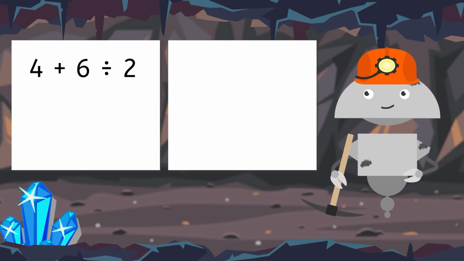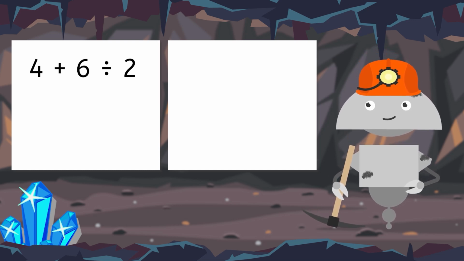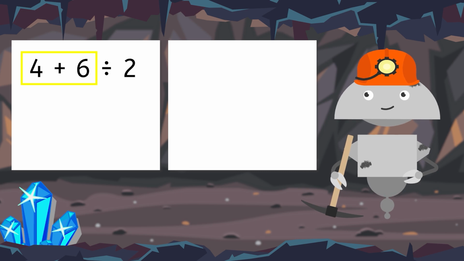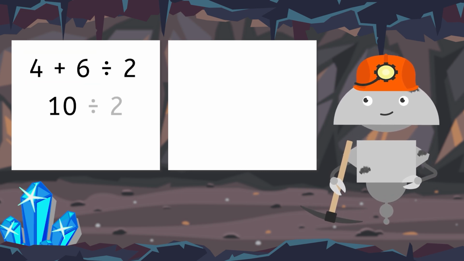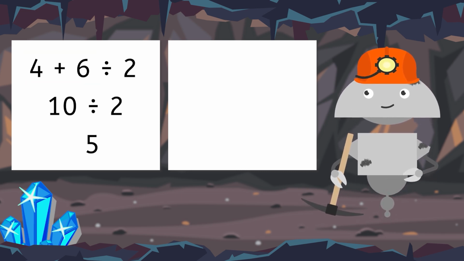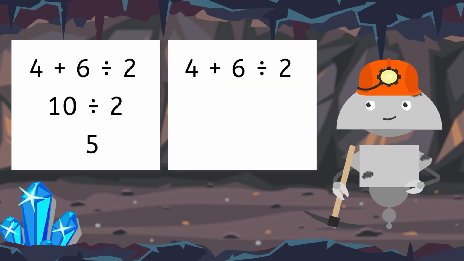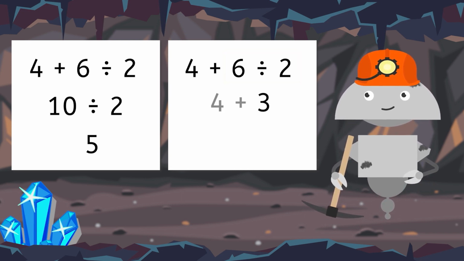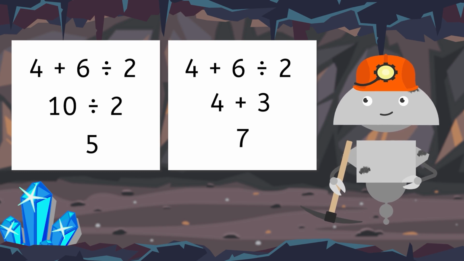Mia and I are mining for mathematical solutions, but for some reason, we're getting different answers to the same problem. Can you help us? This is the problem we're stuck on. 4 plus 6 divided by 2. I started by adding 4 plus 6 to get 10, and then divided it by 2 to get 5. But Mia started with dividing 6 by 2, which equals 3, and then added 4 to get 7. Weird, huh?